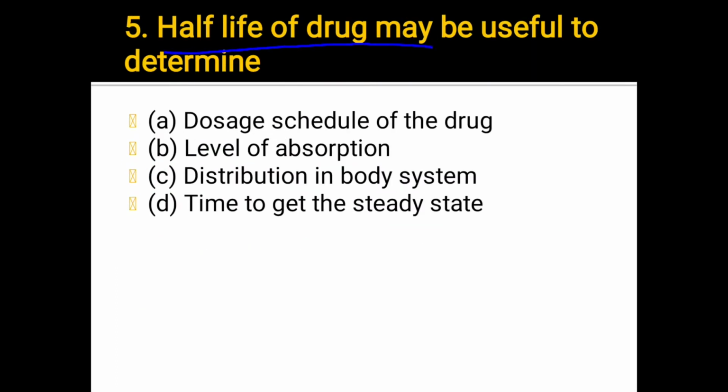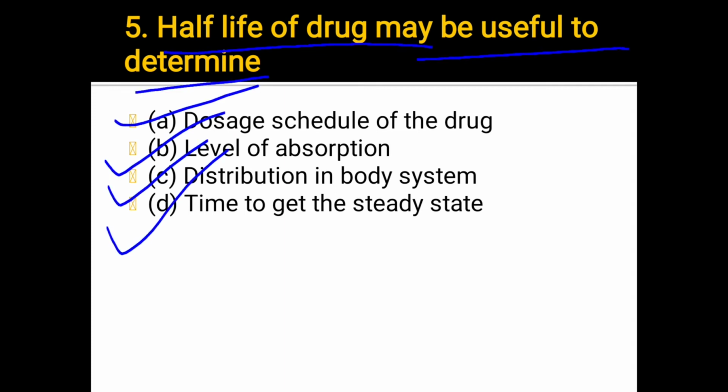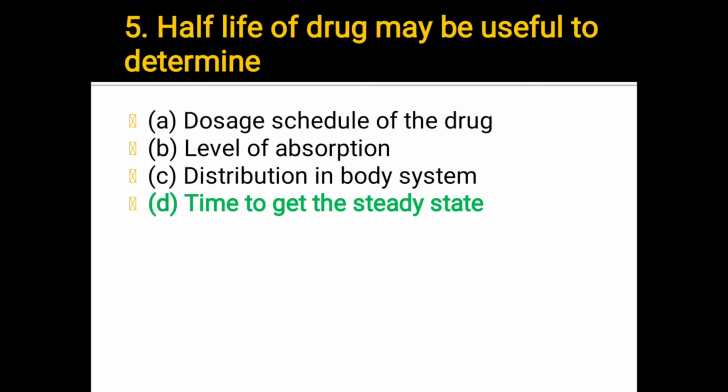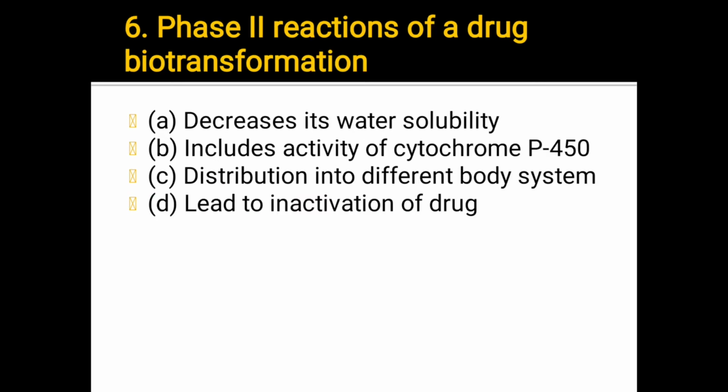Half life of a drug may be used to determine A. Dose schedule of the drug, B. Level of absorption, C. Distribution in the body system, or D. Time to get the steady state. Which one answer? The answer is D. Time to get the steady state. Okay, next 6 number question.